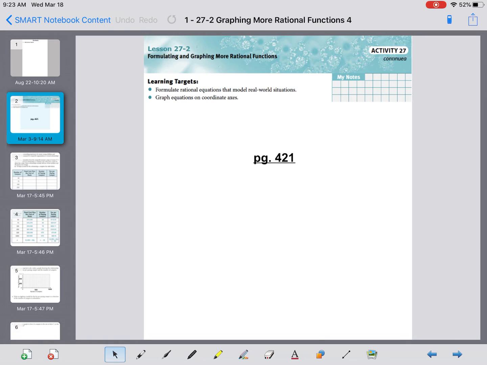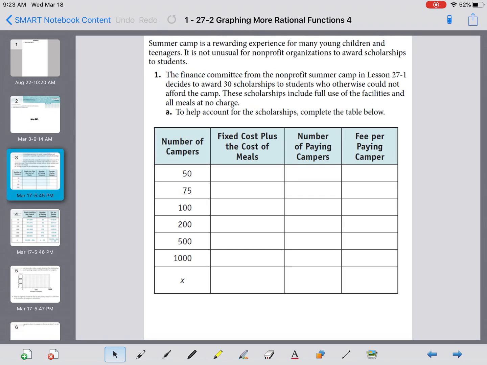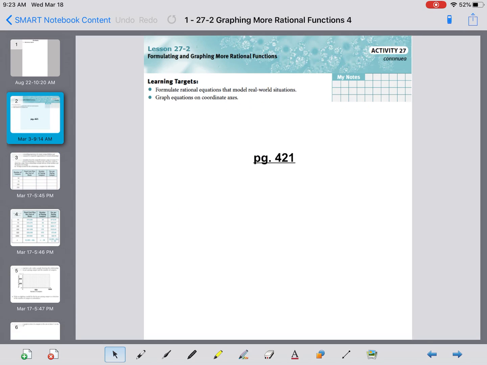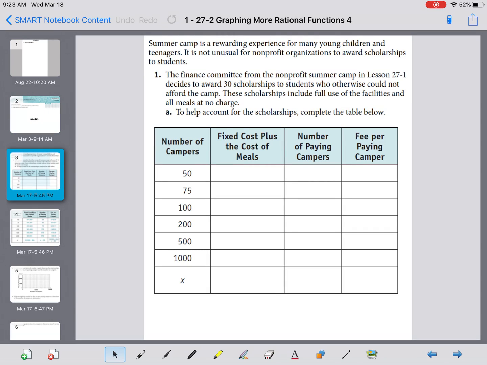So today we're going to start this video on page 421. We're building off these rational functions we started about a week and a half ago. And we're actually going to build off of the example we started a week and a half ago with those kids going to summer camp. So this is on page 421. Take out your iPad, take out your hard copy of the book, and find number 1 with me.